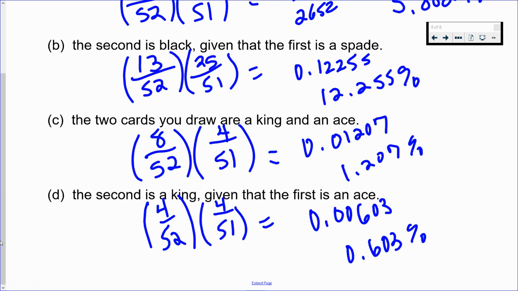The thing that I want you to make sure to check out is the differences between those last 2 questions, because at first glance, those 2 questions look extremely similar, don't they? Okay. Both of them are asking about drawing a king and an ace, but part C doesn't give you an order. Okay. So you had 8 possibilities for that first draw and then only 4 for the second draw in order to make it happen. Whereas part D, you had to have the first one be an ace. That's what they asked, given that the first is an ace. So there were only 4 possibilities for that first draw, and there were 4 still for the second draw.